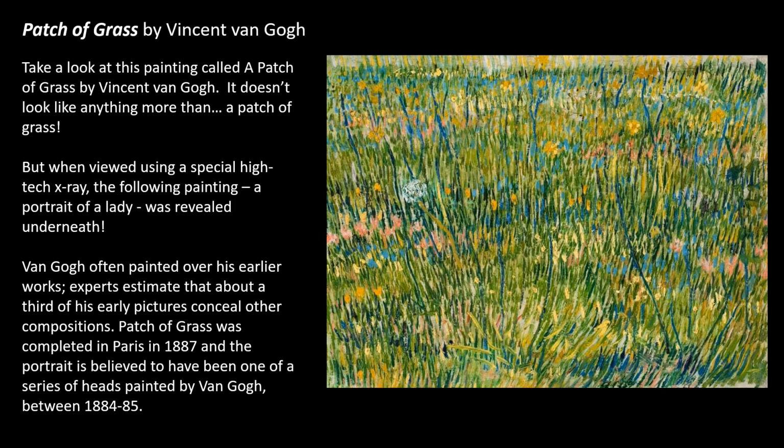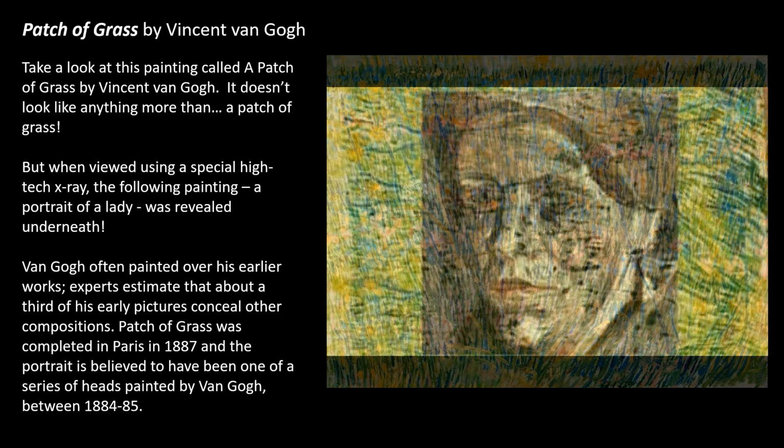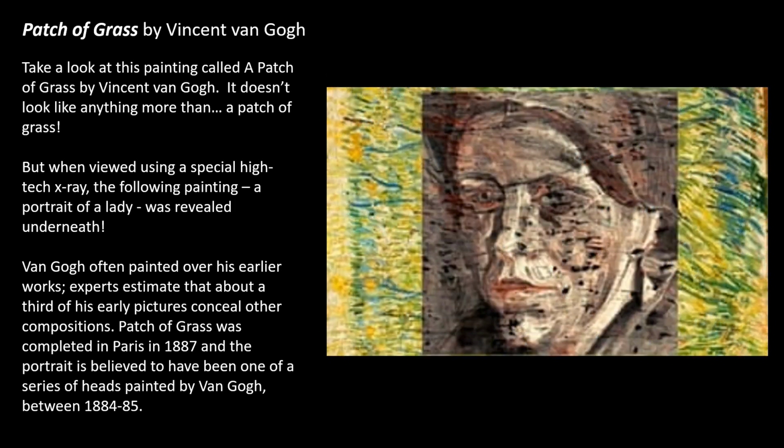But when it was viewed using a special high-tech X-ray, the following painting, a portrait of a lady, was revealed underneath. It turns out that Vincent van Gogh often painted over his earlier works. Experts estimate that about a third of his early pictures conceal other compositions. Patch of Grass was completed in Paris in 1887, and this portrait is believed to have been one of a series of heads painted by Van Gogh between 1884 and 1885.